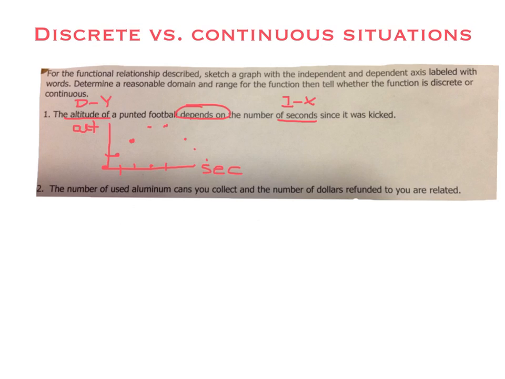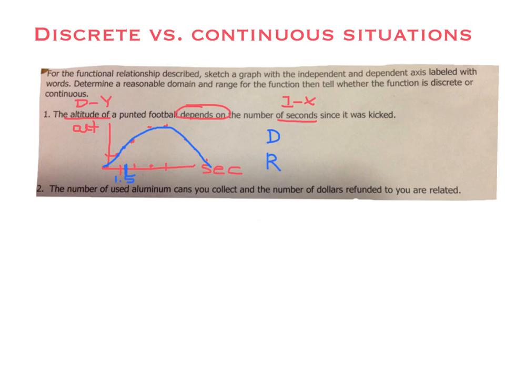Now the question I always ask myself is, is it kicked in the air? Does it have an altitude at 1.5 seconds? Well, of course it does. It has an altitude at every millisecond that passes. So the path of this would look like this. Okay? And a reasonable domain and range.